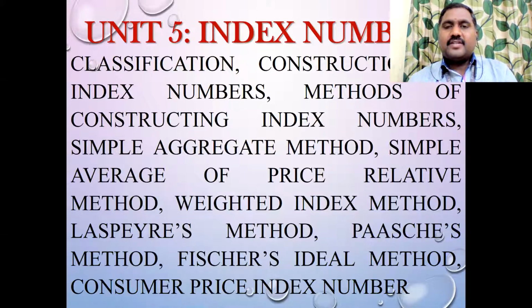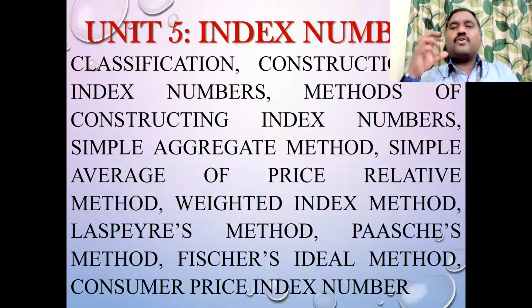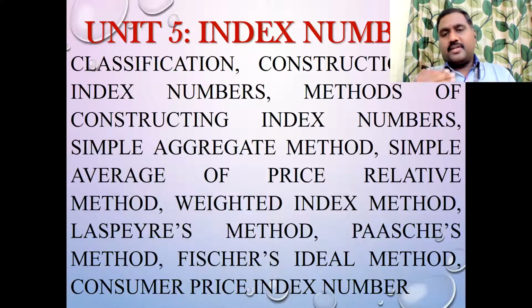Under the weighted aggregate method, we have how to find the index number by using Laspeyres' method, Paasche's method, and Fisher's ideal method. Okay, so there are different methods, so don't get confused. We will go one by one. I will explain what the method is and the formula, and we will solve one or two problems under it. Then the second method. Like that, we will go method by method, so that it will be easy for you to understand.